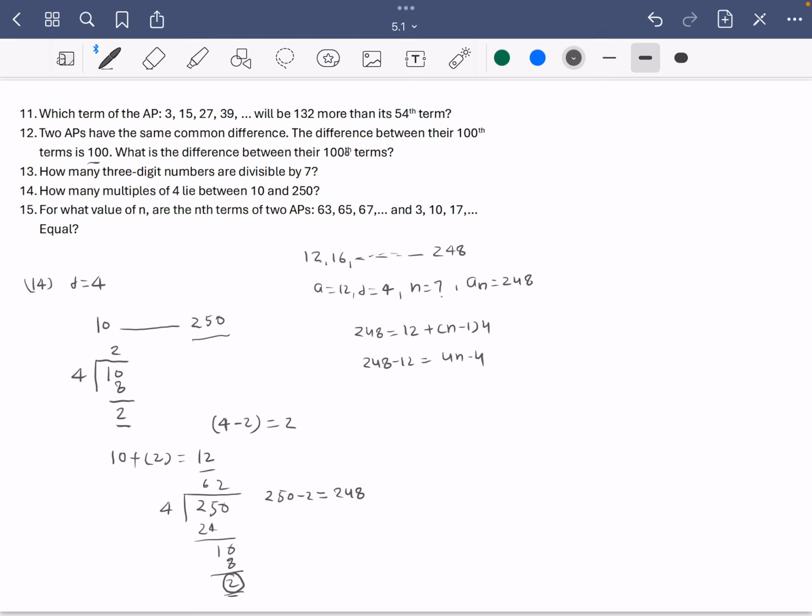248 minus 12 is 236. 4n minus 4, or I could have divided it actually by 4. So 236 plus 4 is going to be 4n. 4n is going to be 240. n is 240 over 4, which is 60. So there are 60 multiples of 4 between 10 and 250.